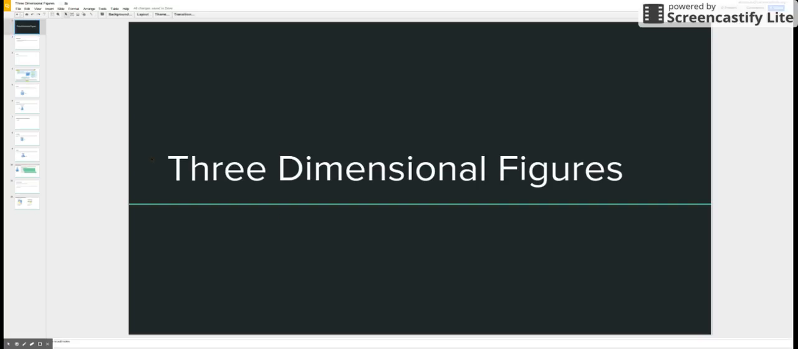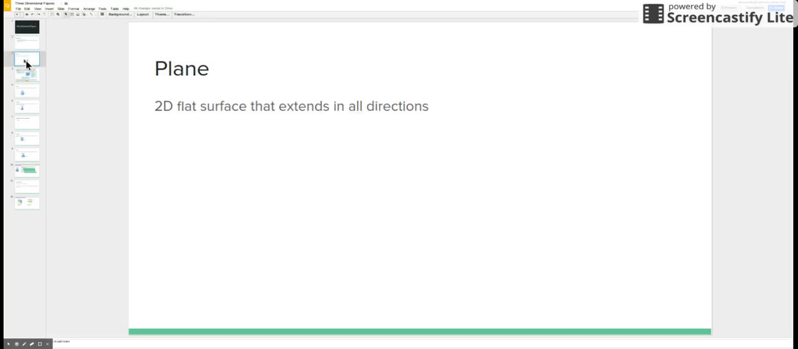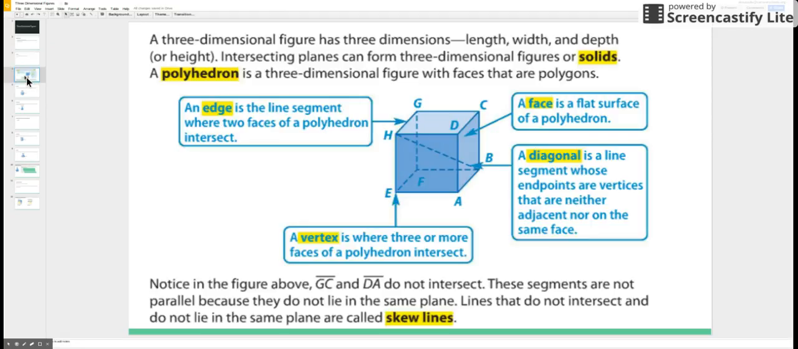Hi there, in this video you're going to learn about three-dimensional figures. Your objectives for today are to identify three-dimensional figures and describe and draw vertical, horizontal, and angled cross-sections of three-dimensional figures. So let's start with a plane. A plane is a 2D flat surface that extends in all directions.